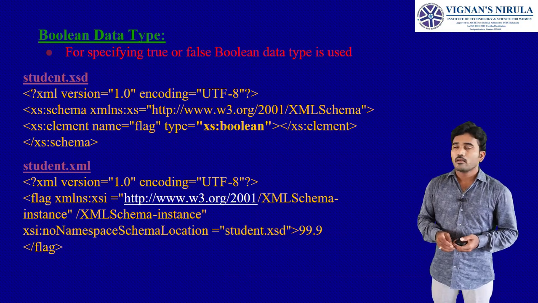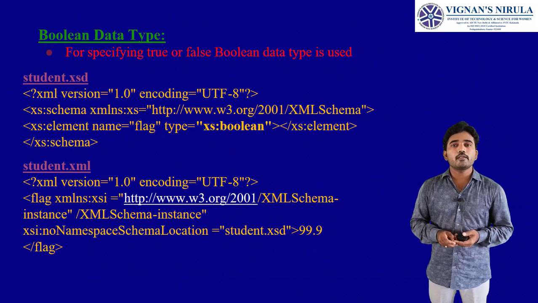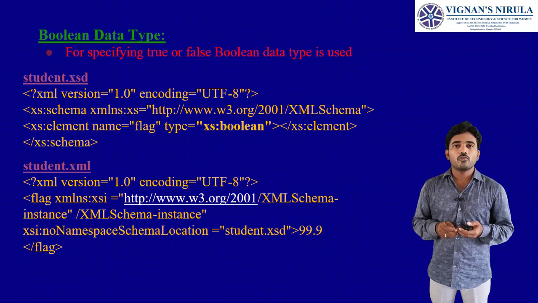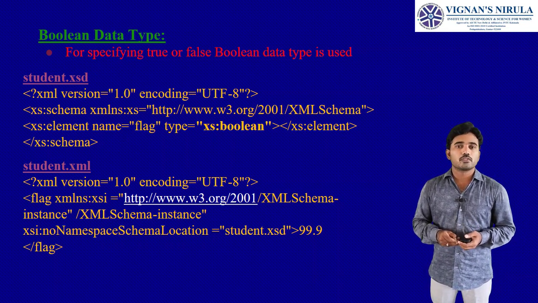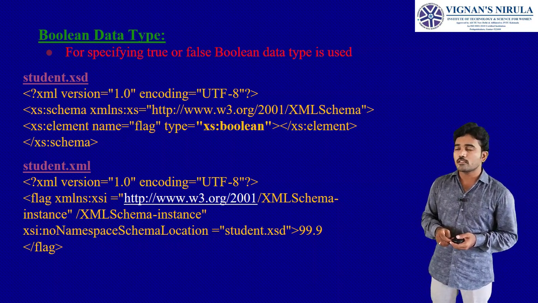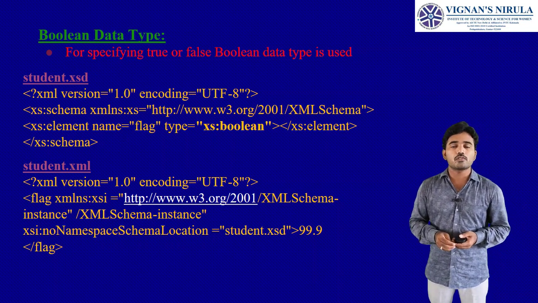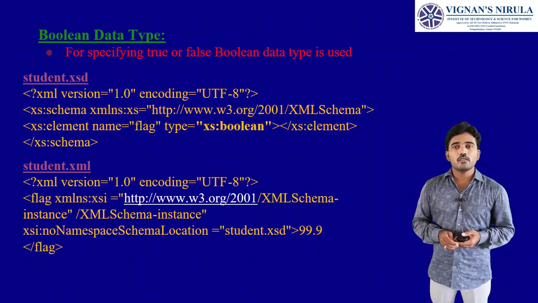And finally coming to the last one, that is the boolean data type. This boolean data type is used for true or false values. So for the element for which I am defining the schema, here we have written xs:element, its name is equals to flag and its type is equals to xs:boolean.